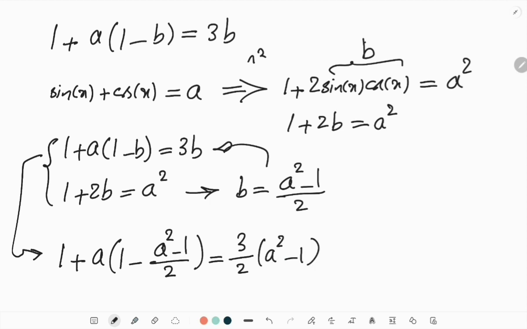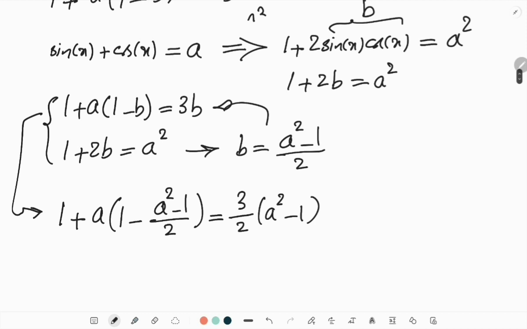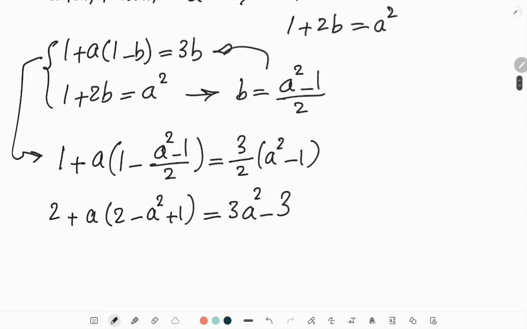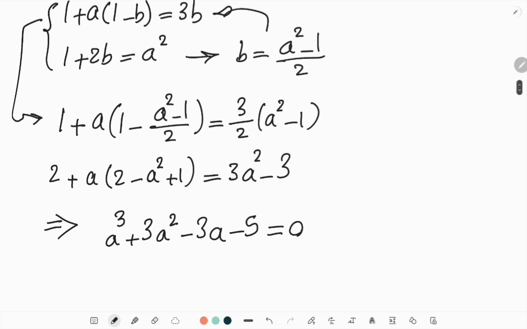Okay, and we multiply both sides by 2, then I get 2 + a times (2 - a² + 1) equals 3a² - 3. So here is basically minus a³. Then I rewrite this equation: a³ + 3a² - 3a - 5 = 0. Okay, this is a third order equation, a cubic equation, and I need to solve this problem.